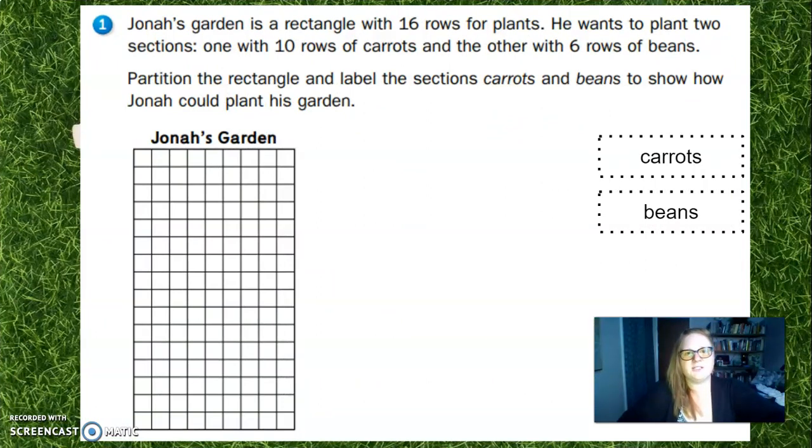Okay. Jonah's garden is a rectangle with 6 rows of plants. He wants to plant 2 sections, one with 10 rows of carrots and the other with 6 rows of beans. Partition the rectangle and label the sections carrots and beans to show how Jonah can plant his garden.